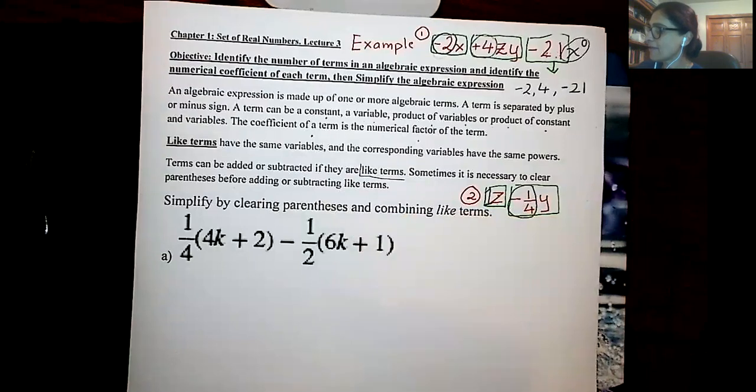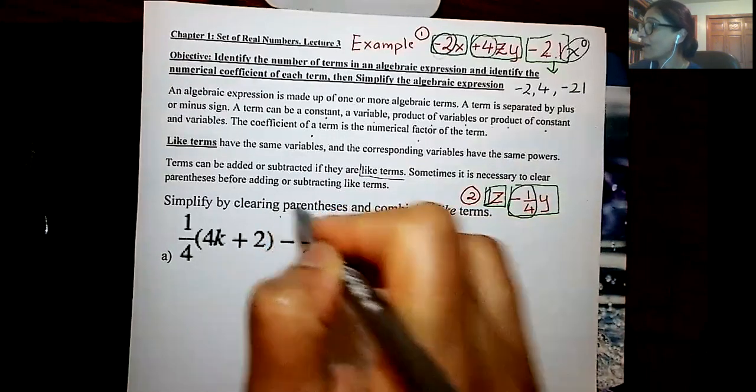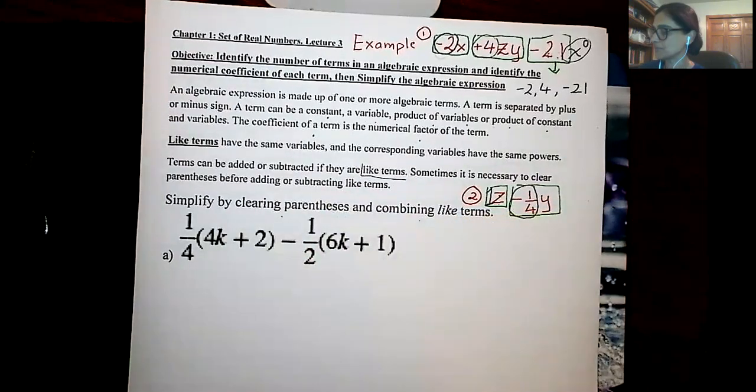So in this case, we're looking at example 1. It says simplify by clearing and combining like terms. So in this section, or in chapter 1, you are told to combine like terms. When we actually move into algebra and you're solving the equation for a variable, then you are expected to combine like terms and simplify it. You won't be told, all you'll be told is solve.